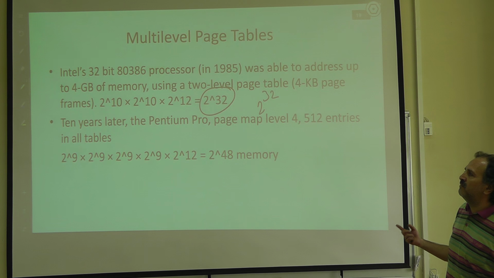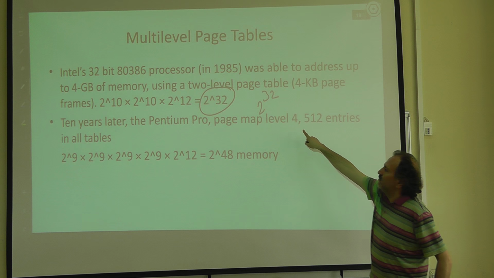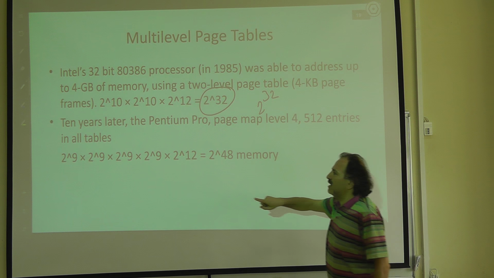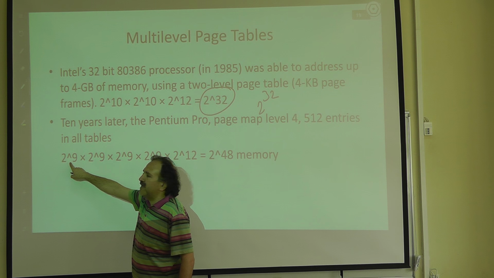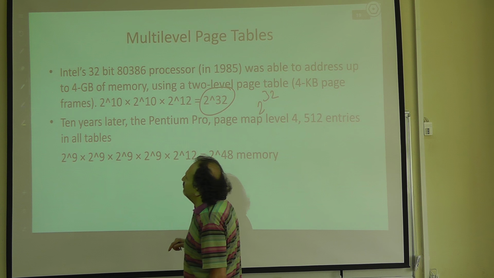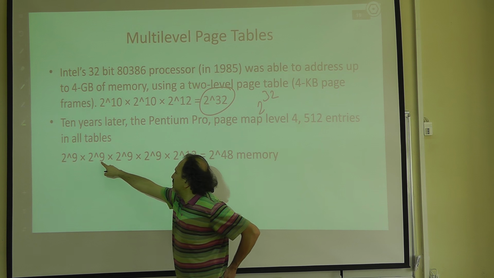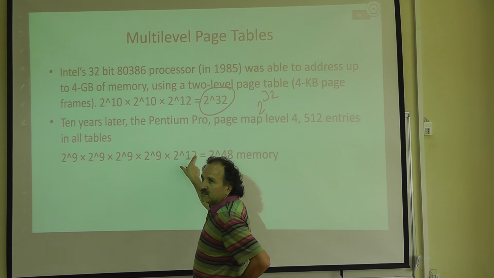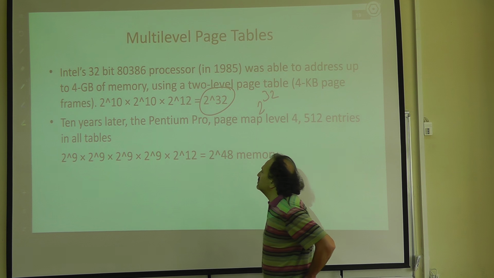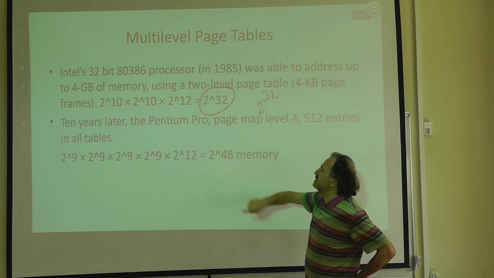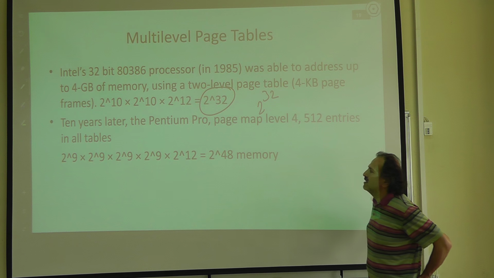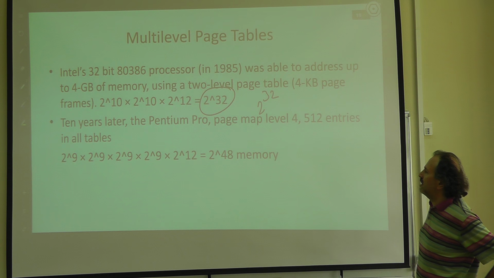But 10 years later, when the Pentium Pro came to the picture, this kind of structure was not enough. So instead of using 2-level page tables, now they have 4 levels. At the top, I have 512 entries at the top level page entry, and this is the second layer, third layer, fourth layer, and this is our virtual pages. If I multiply them, this is the address space that I can address in my virtual address space, and that's a very large number actually.